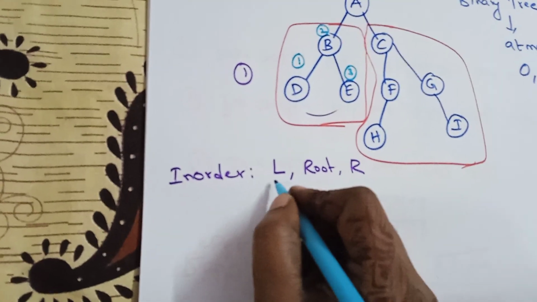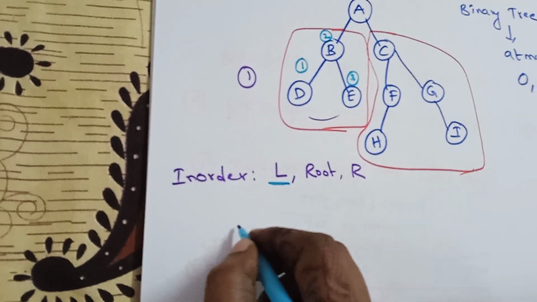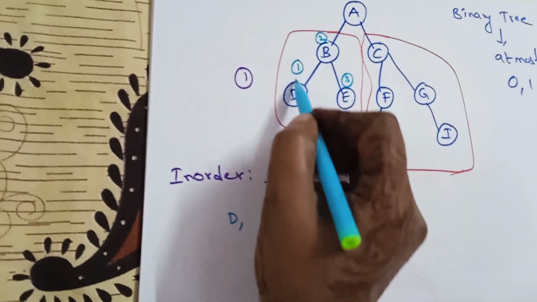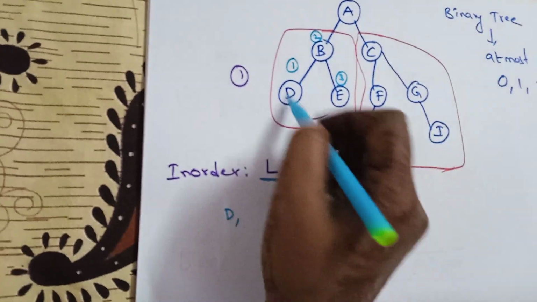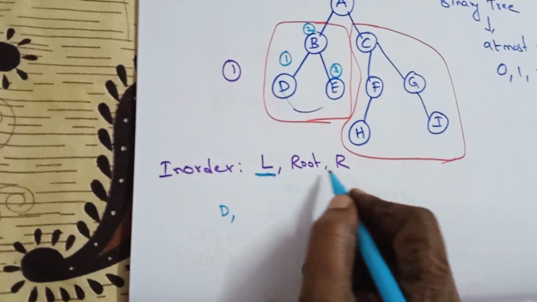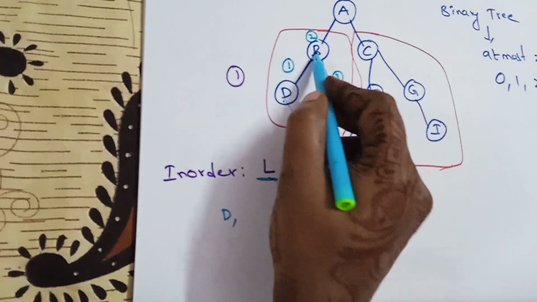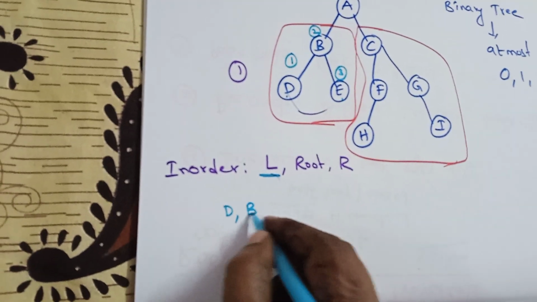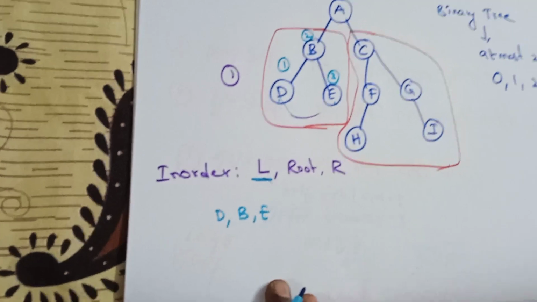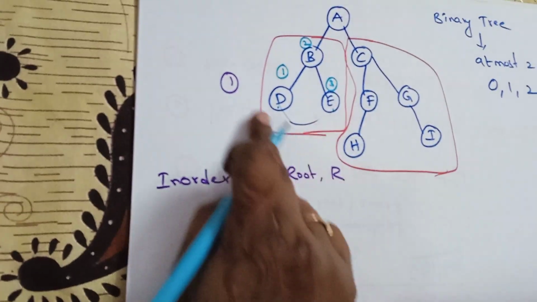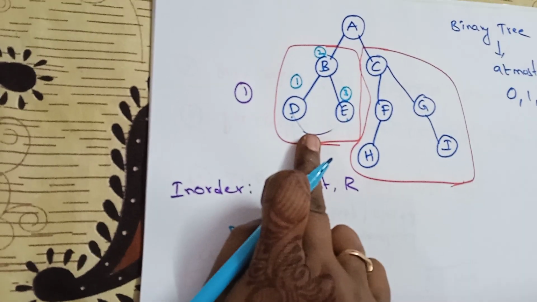Right? Now first of all, left. Left is what? D comma. In this left side, again we'll be applying the same formula: left, root, right. Okay? Right. So left is finished. If you see here, the left part is finished.